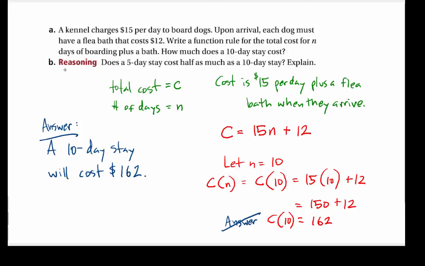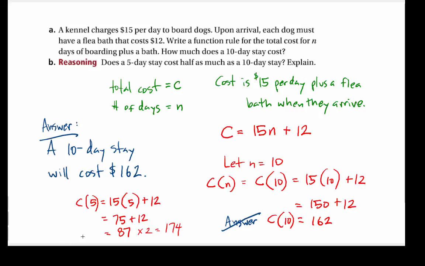Okay, so here's the second part of this. Does a 5-day stay cost half as much as a 10-day stay? Well, how would we figure that out? Well, if a 10-day stay costs $162, we just need to figure out what is C of 5, a 5-day stay. So that would be 15 times 5 plus 12. 15 times 5 is 75, plus 12 is 87. So is 87 half of 162? 87 times 2 is 174. So 87 is not half of 162.